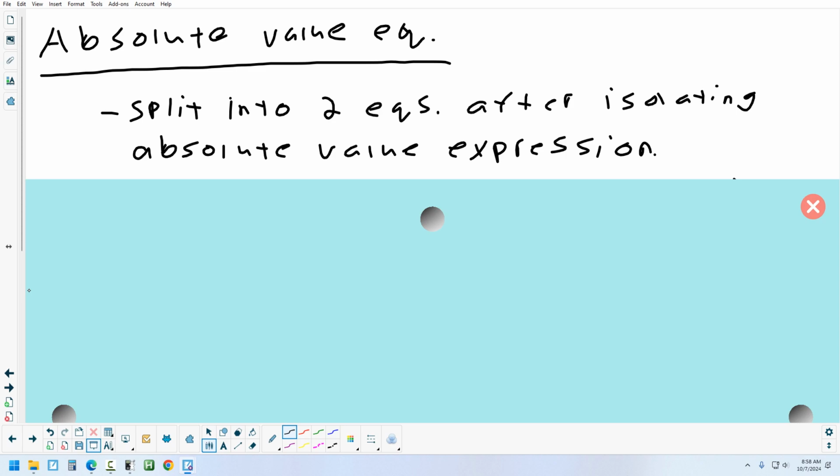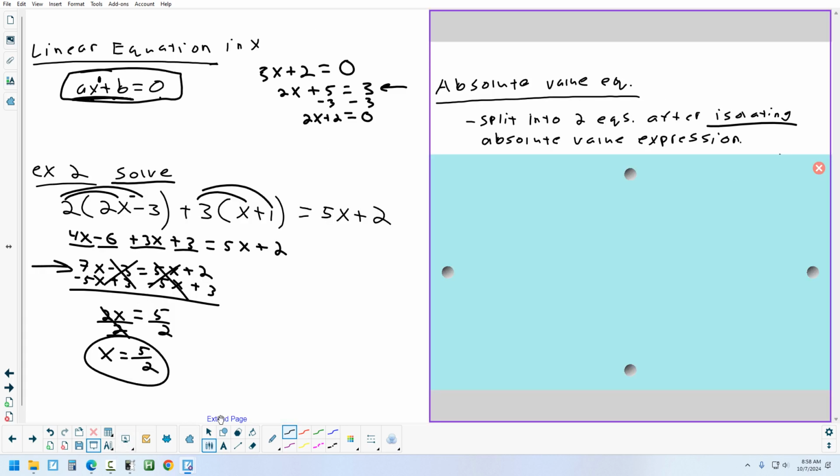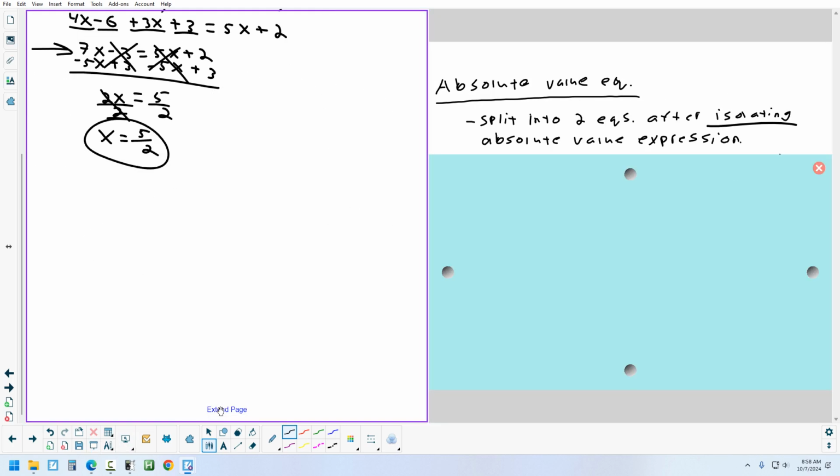The first thing we have to do, though, before we can split it, is isolate the absolute value. Okay, so what does that mean? Well, in both those problems that I gave you a minute ago, the absolute value was already isolated. Here's an example where it's not.